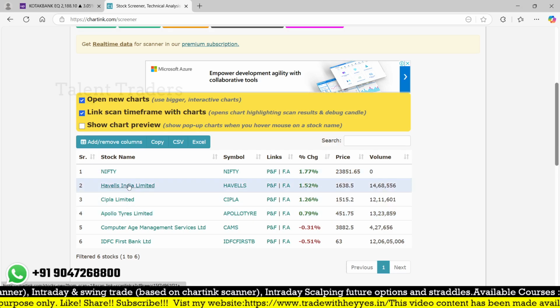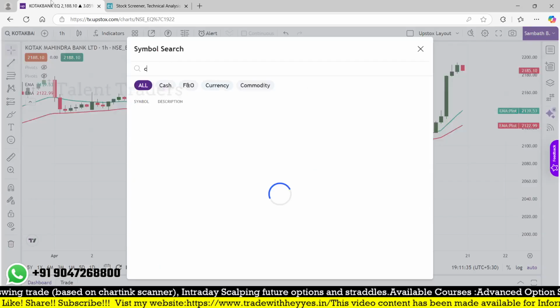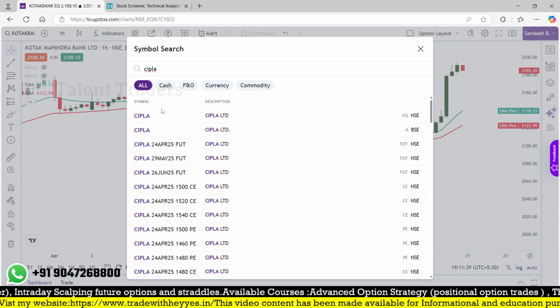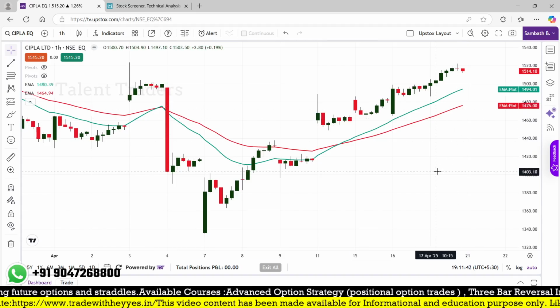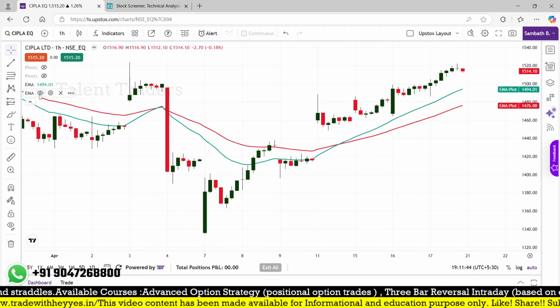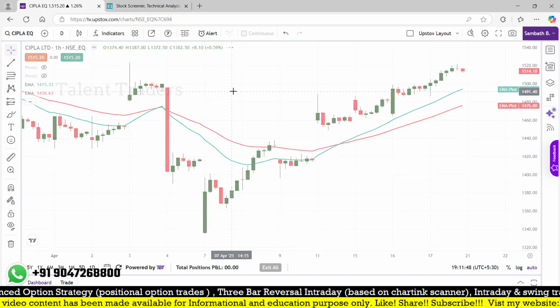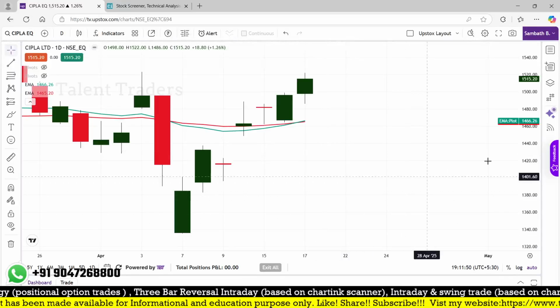Any future stocks, like Nifty, also Cipla, crossed. So let me try for Cipla. Whether it crossed today, it is not showing the 20 EMA crossing above. This is about the hourly time frame. So let me change it to daily, so you can see exactly.